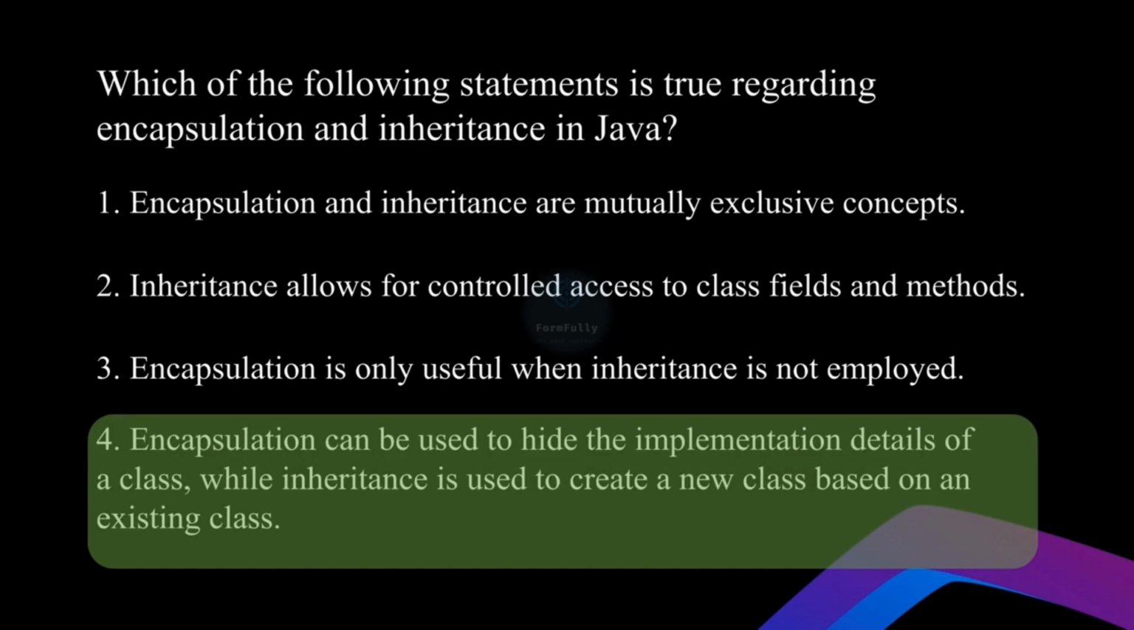Here option 4 is correct because it shows the definition of encapsulation and inheritance, as encapsulation used to hide implementation details of a class. Inheritance is used to create new class based on an existing class. Option 1 is incorrect because encapsulation and inheritance can coexist. Option 2 is incorrect as inheritance does not inherently provide control access to class fields and methods. Option 3 is incorrect because encapsulation is useful in both cases, with or without inheritance. So option 4 is correct.